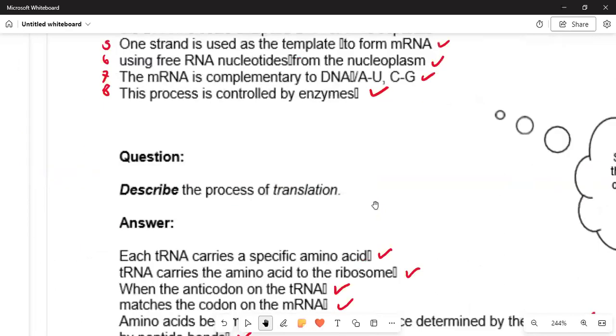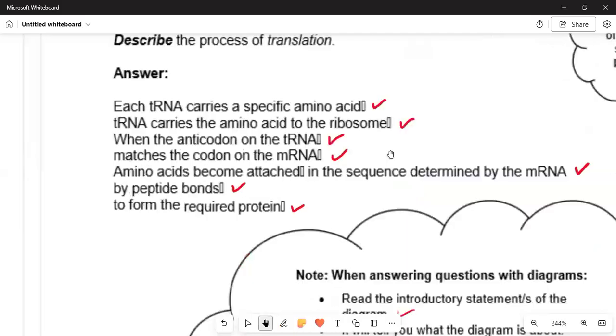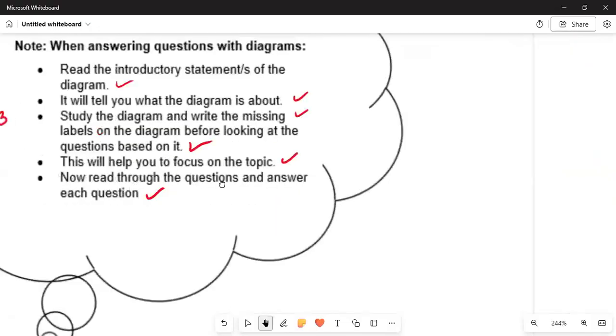And then in number two, it says now describe the process of translation. How does it occur? Each tRNA carries a specific amino acid to the ribosome. When the anticodon on the tRNA matches the codon on the mRNA, the amino acid becomes attached, in the sequence determined by the mRNA, by peptide bonds to form the required protein. That is for 5 marks. All right.